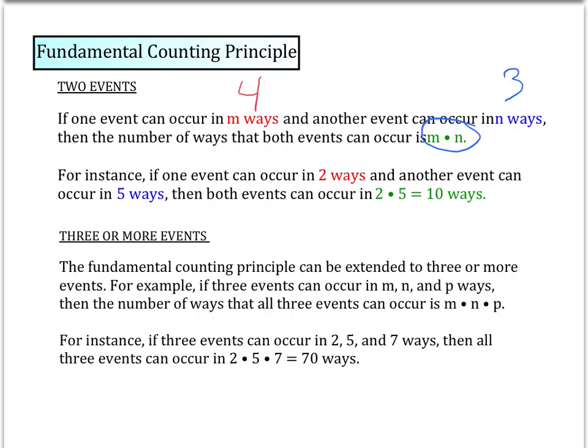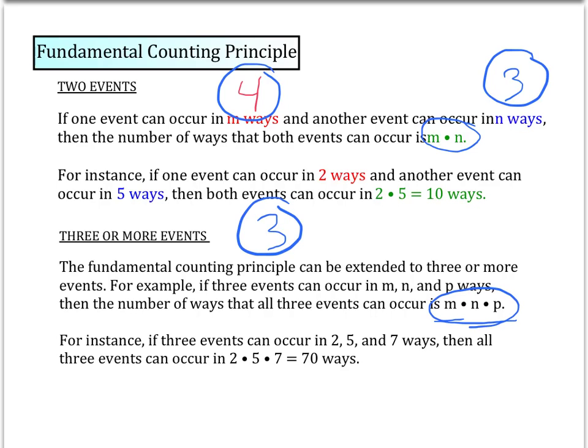Now for 3 or more events, it's the same idea. Let's say there were 3 types of dressing. If we wanted to figure out how many different possibilities there would be, what we would do is m times n times p. So there would be 36 different types of meat sandwiches you can get if there were 3 types of dressings.